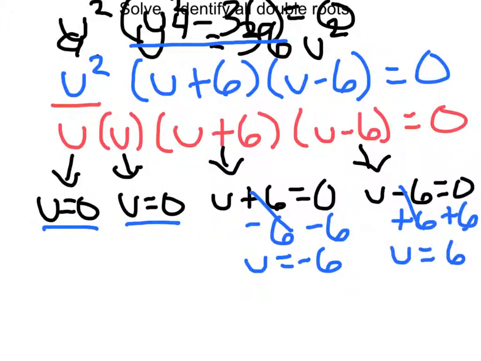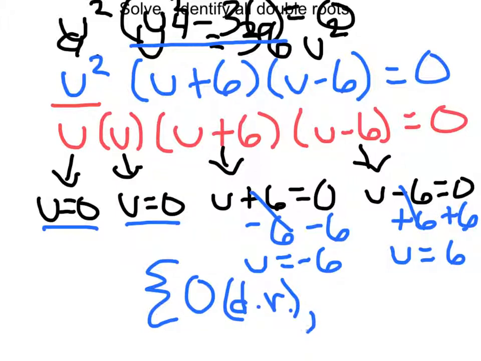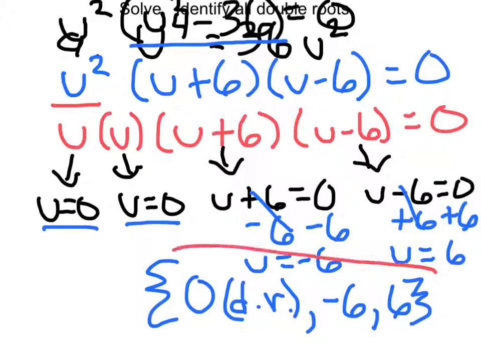Okay, my final answer, I need to write with the squiggles or the braces. So I got 0 is a double root, so I'm going to let everybody know that by putting 0 and then double root behind it, and then negative 6 and positive 6 are all my solutions to this equation. So right here, this is the solution to this equation.